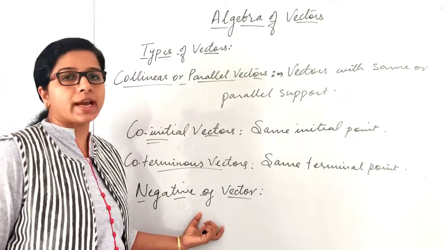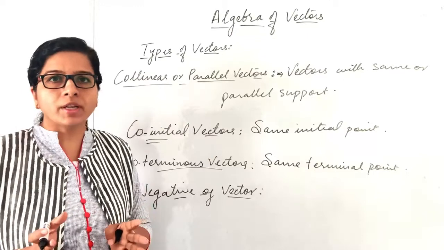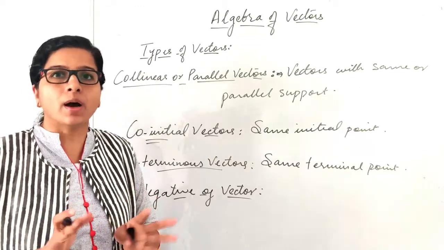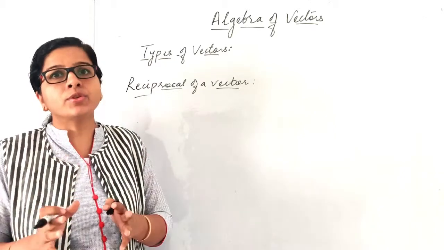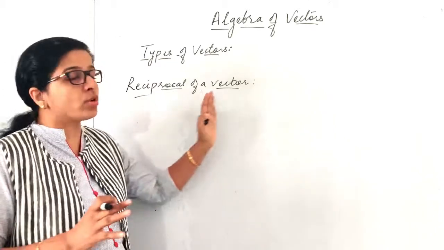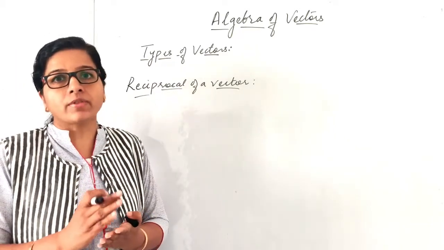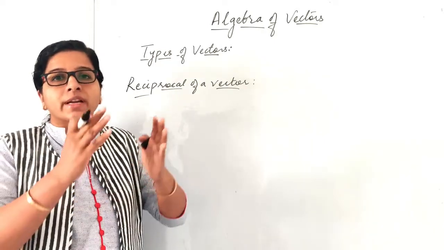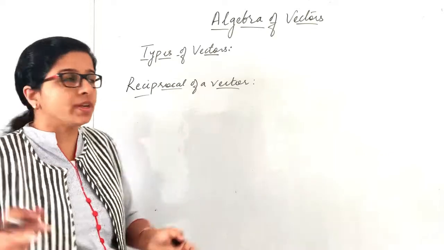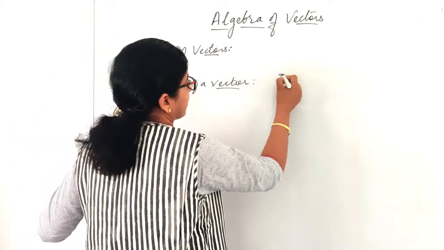So what do you mean by negative of a vector? Magnitude will remain the same, but the direction will be opposite, right? Reciprocal of a vector. If a vector is given to you and we want to find the reciprocal of a vector, the direction of the vector will remain the same, but the magnitude of the vector will be the reciprocal of the given vector. Say for example, I have a vector, right?